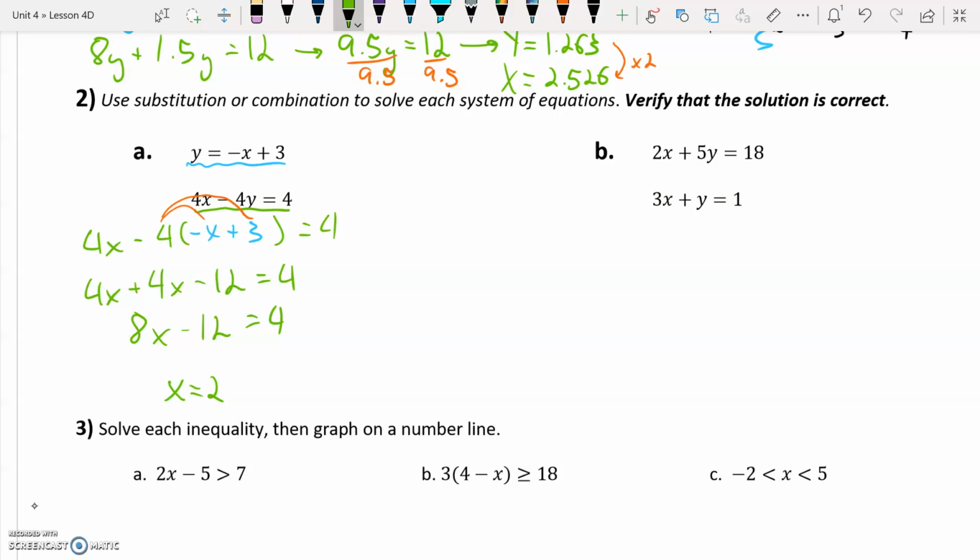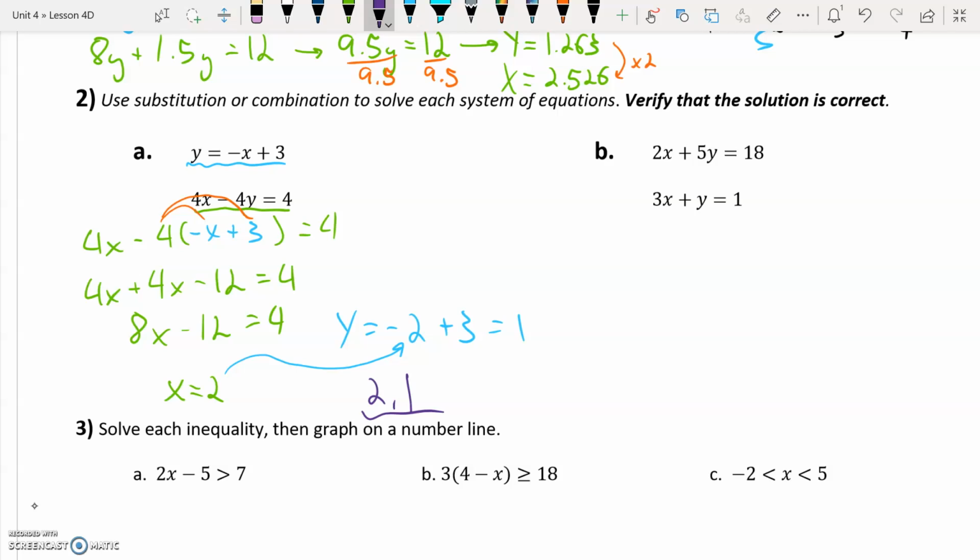Once you find the value of x with this one, then you want to calculate the value of y. So we're just going to put that into the other equation. So y equals negative 1 times 2, it's just replacing x with 2, plus 3, which equals positive 1. So our solution to this one is 2, 1. Remember, you can always check those using Desmos as well.